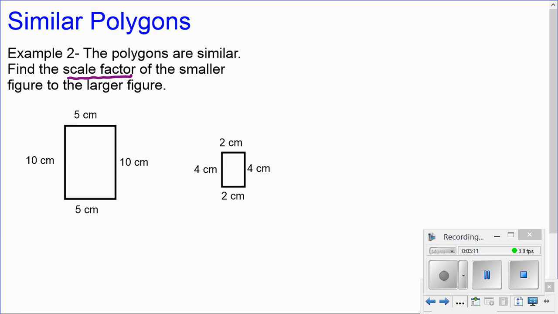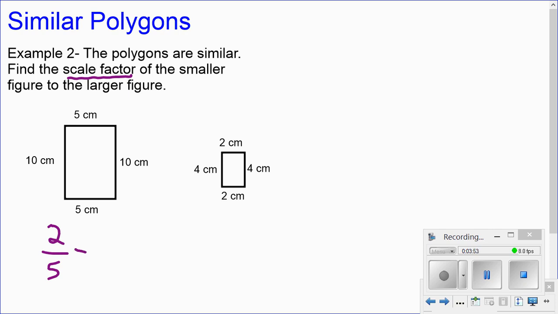And I'm just going to pick a side, any side, it doesn't matter. I'm going to use 2, and I'm going to put that over the side that is corresponding to that, which would be the 5. Now I don't have to check to see if that's equal to 4/10, because I was already told that these polygons are similar. Remember, if I was checking, I would compare 2/5 to 4/10, and by the way, 2/5 does equal 4/10, so yes, they're similar, but we already knew that. So 2/5, or 4/10, which simplifies to 2/5, that is the scale factor.